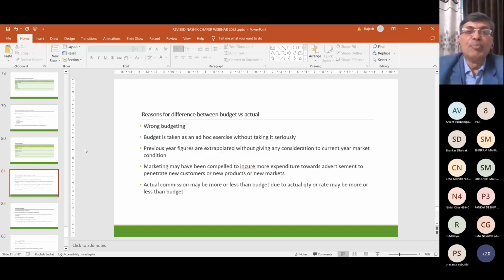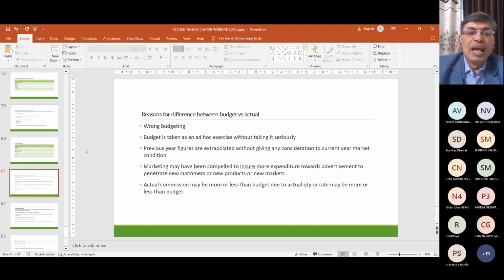Reason for difference between budget and actual. Wrong budgeting. Budget is taken as an ad hoc exercise without taking it seriously. A more serious approach is required over here. A better educated call is required. Previous year figures are extrapolated without giving any consideration to current level, current year market condition. This should not happen because extrapolation may not be meaningful. Extrapolation again requires to be tuned to the current budget period condition.